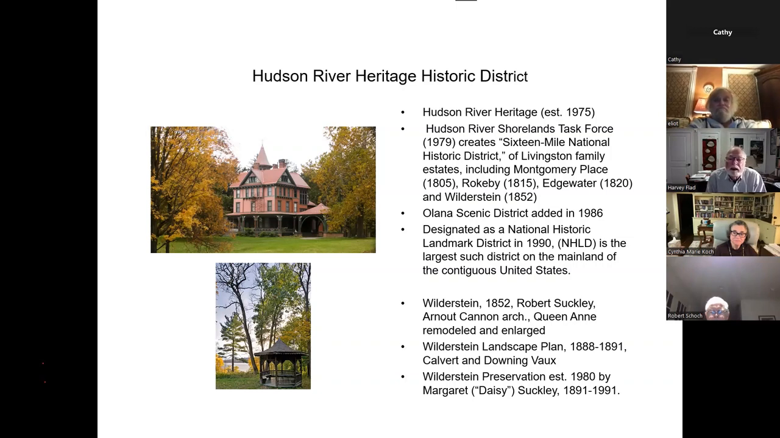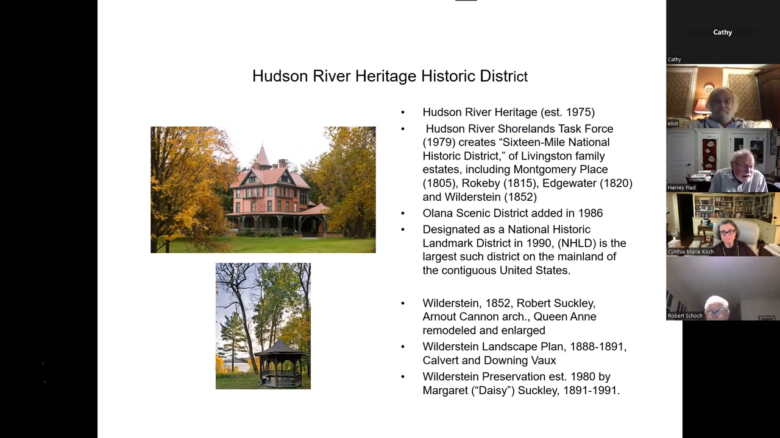I was the executive director at the time. And this pulled all the Livingston estates together into one historic district. Later, the Clermont Historic District and the Olana Scenic District expanded boundaries to become the largest national historic landmark district in the nation.